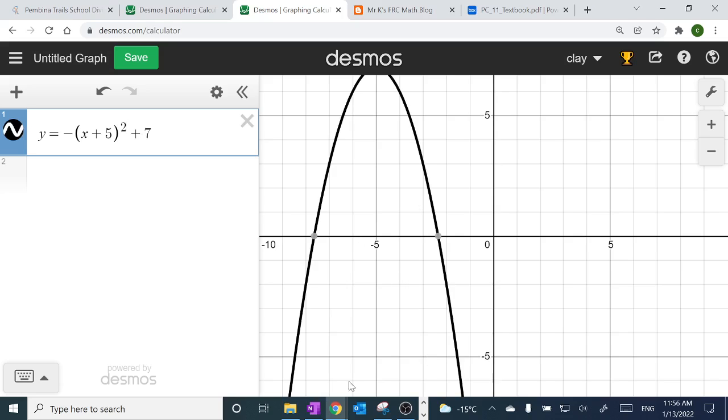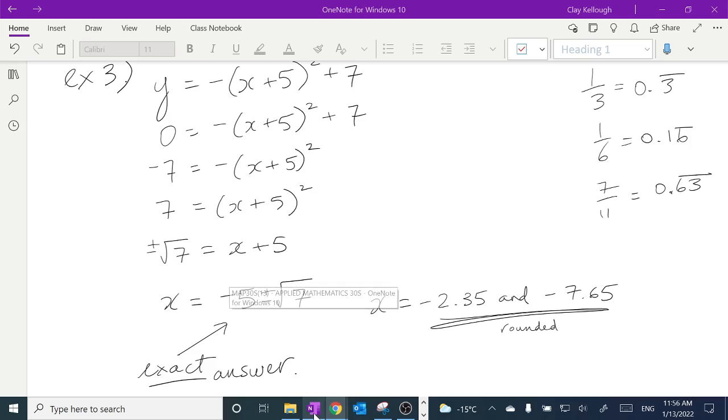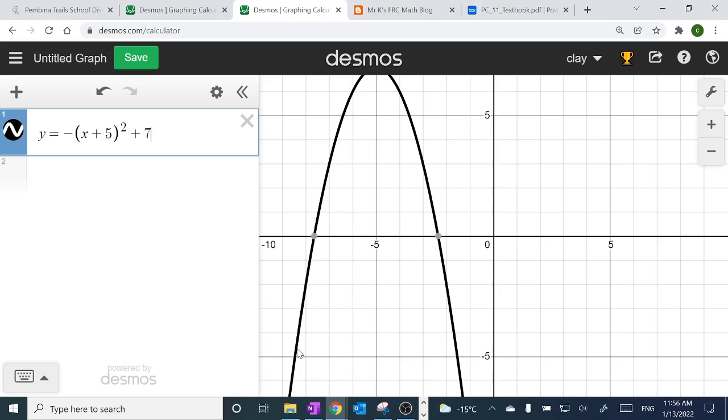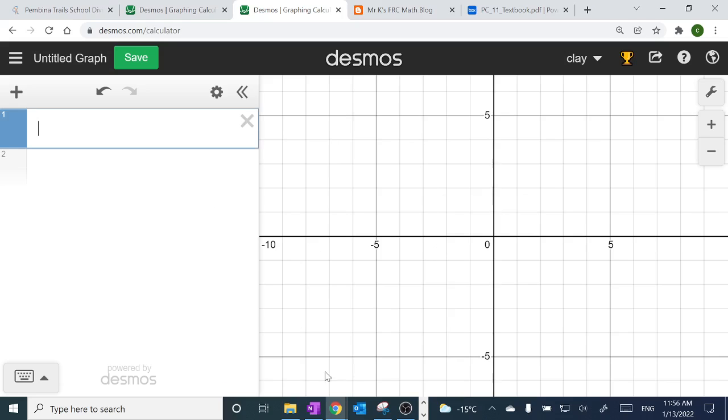And okay, let's see, what were my estimates again? -2.35 and -7.65? -7.64. Oh, look at that, they gave you a third decimal place. And there we go, 3 decimal places. But we got it. Okay, one last example.